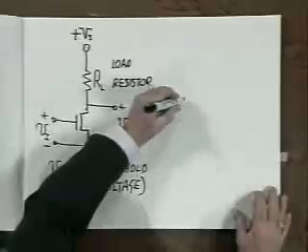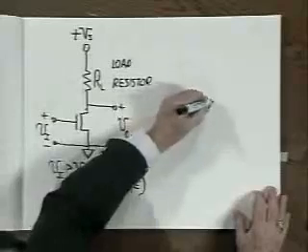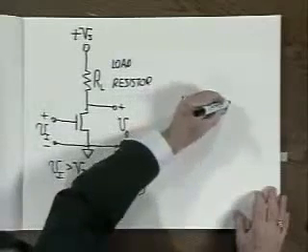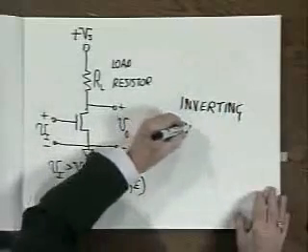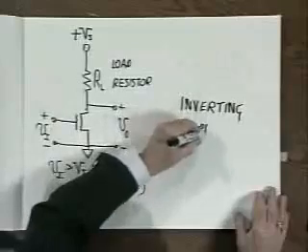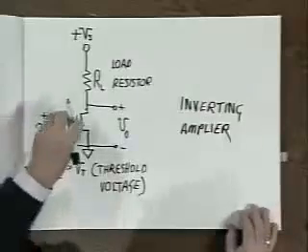This is an inverting amplifier. And as I say, about the simplest form of a transistor amplifier. The MOSFET is being used as a valve. It is controlling the flow of current in the drain to source circuit, and therefore controlling the output voltage.